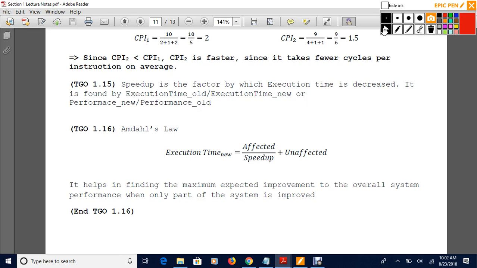Another way of doing it is to affect a specific aspect of the hardware so it performs certain instructions faster, but I still have the same number of instructions. It's not like I'm reducing the number of instructions.